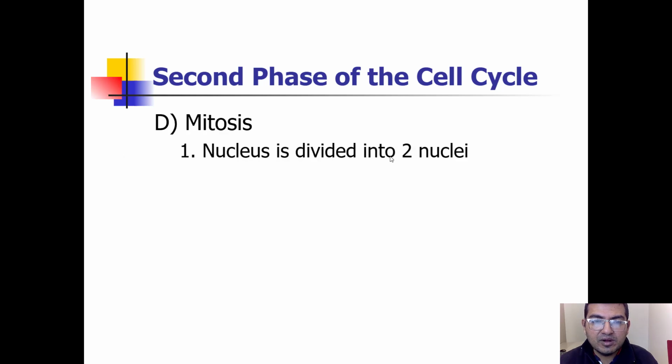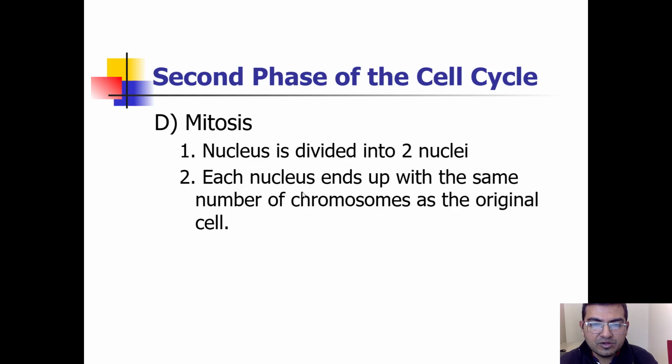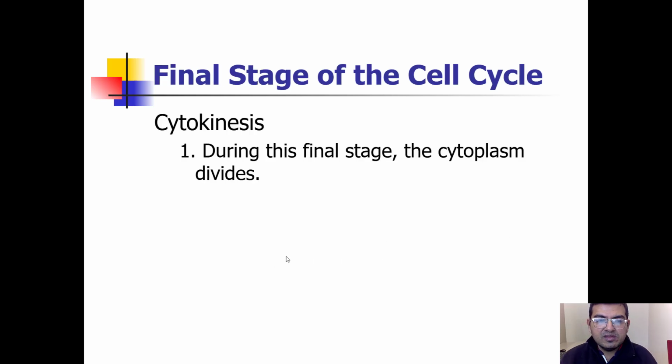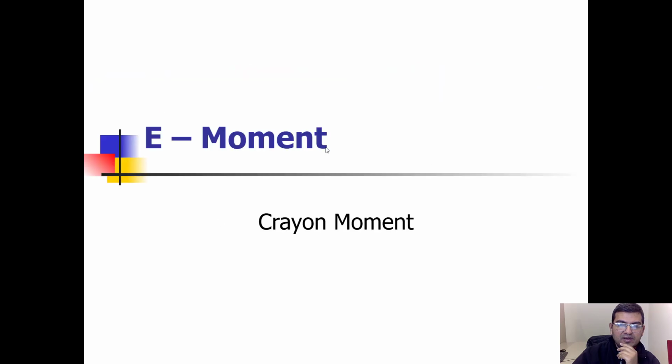The second phase is mitosis. The nucleus is divided into two nuclei. Each nucleus ends up with the same number of chromosomes as the original cell. This includes prophase, metaphase, anaphase, and telophase. Cytokinesis is the final stage of the cell cycle, during which the cytoplasm is divided.